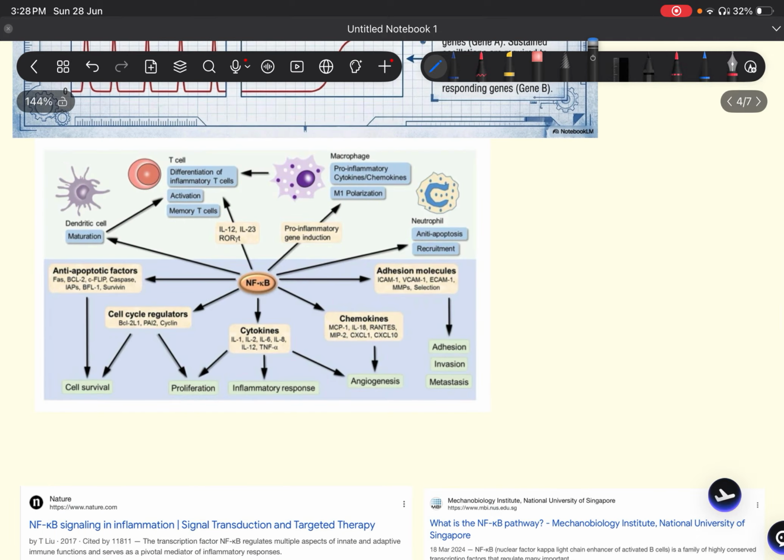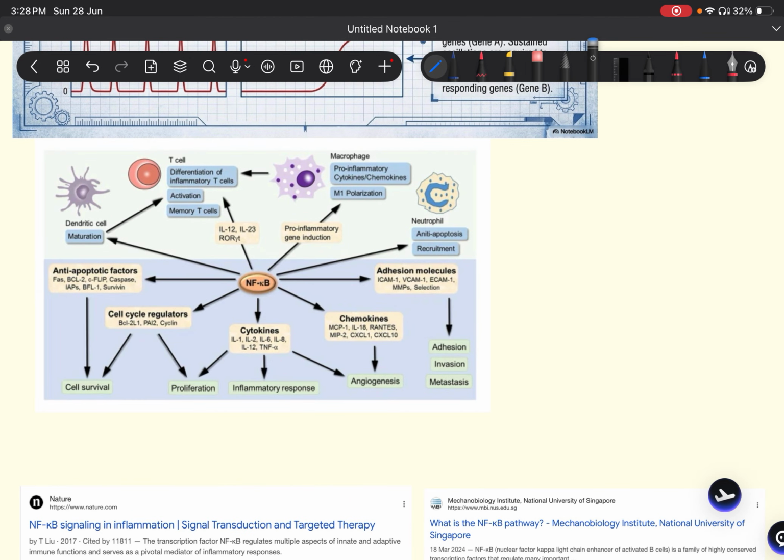Now I have to discuss the roles and functions. So you can see here chemokines, inflammatory response, angiogenesis, adhesion, metastasis, like so many roles are there.